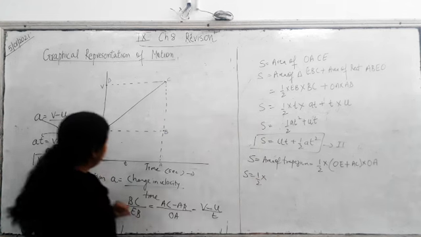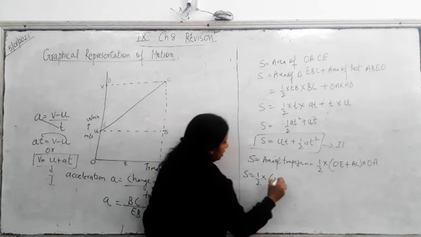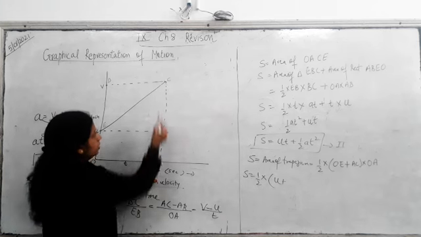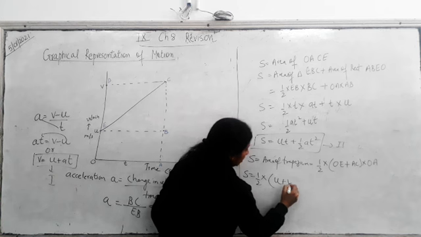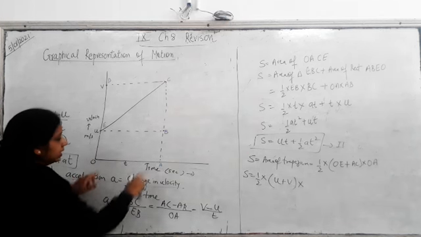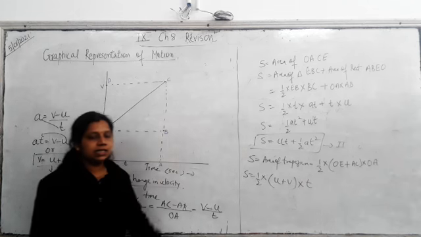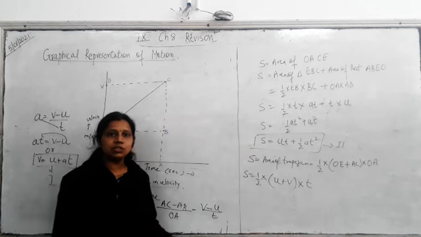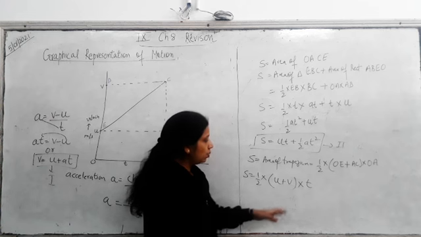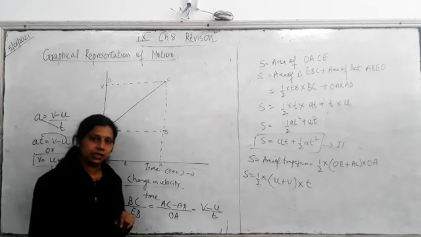Now you have to find what is O to E. O to E is U. What is A to C? If you see A to C, it is V. And then OA. What is OA? It is T. But now what I have to do? I have to remove this T from this equation. I want an equation which should not have this T parameter. So I will again use this first equation of motion to remove this T.